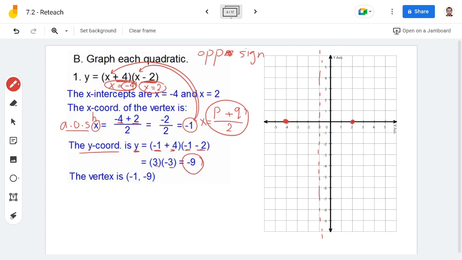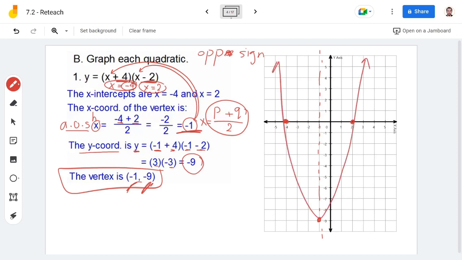So y is equal to negative 9. So now my vertex is the x axis of symmetry and the y coordinate. So where is negative 9? Here is negative 9. So now I can graph my function using only 3 points. Here in intercept form, it's easy to graph my function because the function always gives you the x-intercepts, okay? And it gives you the vertex, okay?